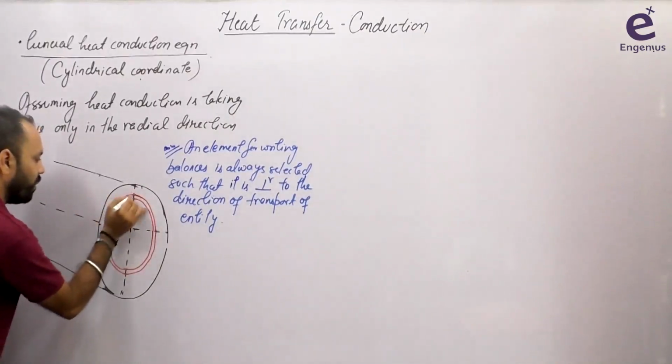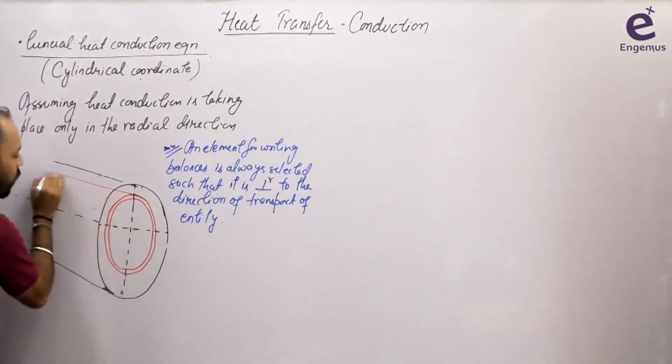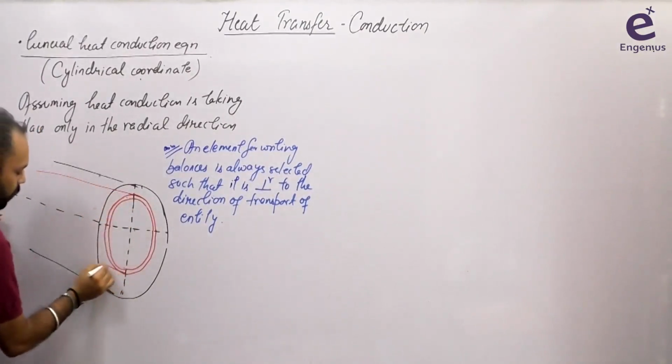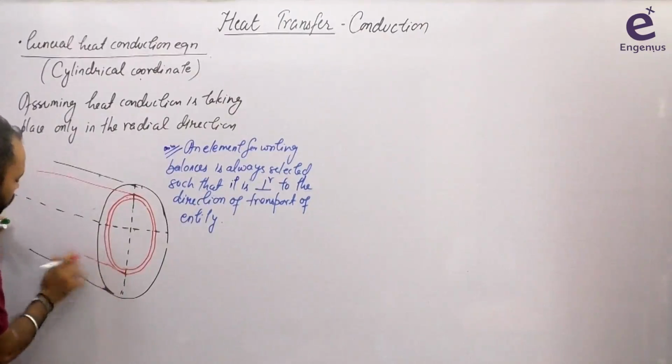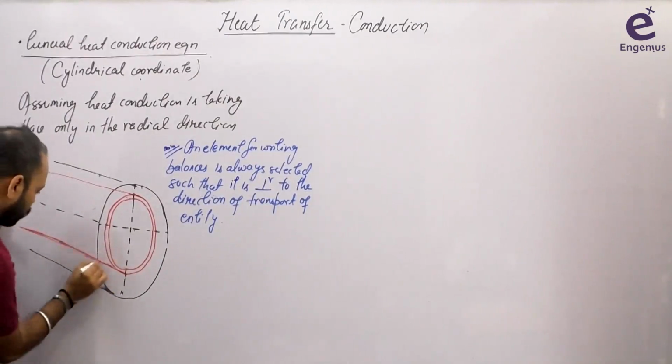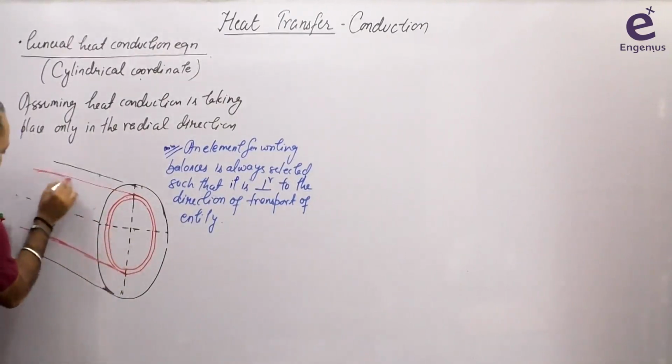तो ये एक circle नहीं होगा. It will be the entire shell. This will be the element. So element should always be perpendicular to the direction. अब अगर मान लो transport will be in axial direction, मैं element ऐसा select नहीं कर सकता.